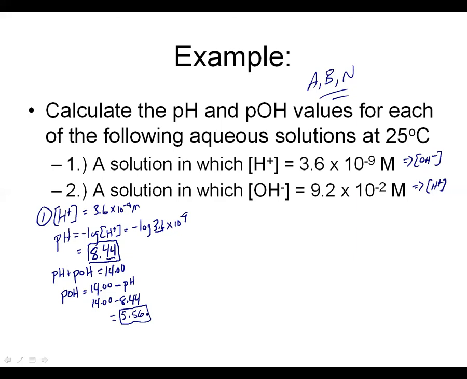Now, we also are looking for the OH minus here. And really, you do have 2 ways to get to the OH minus. You could use KW like we did in the previous problems. And again, that would look something like 1 times 10 to the minus 14 divided by 3.6 times 10 to the minus 9. And then you could use what we just learned, which was that if you take the pOH, you could get the OH minus from it by taking the inverse log of the minus pOH.